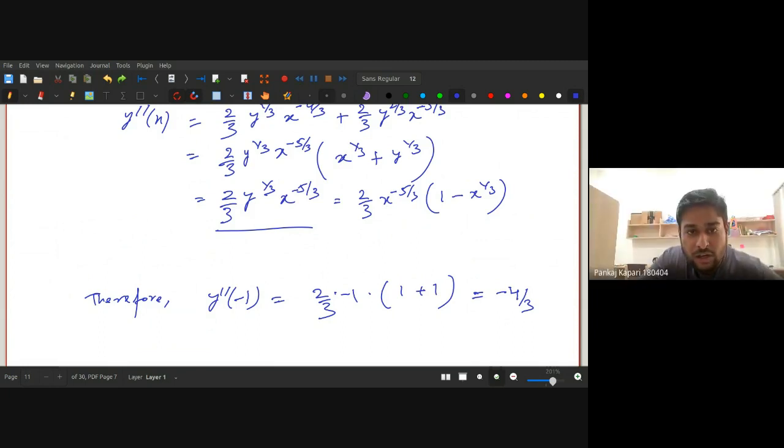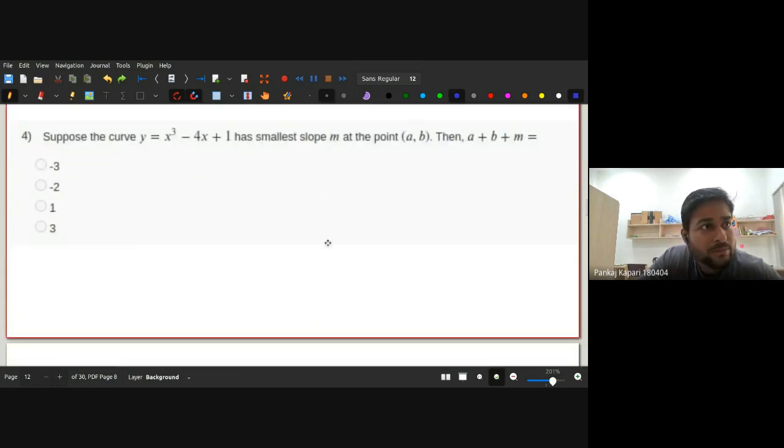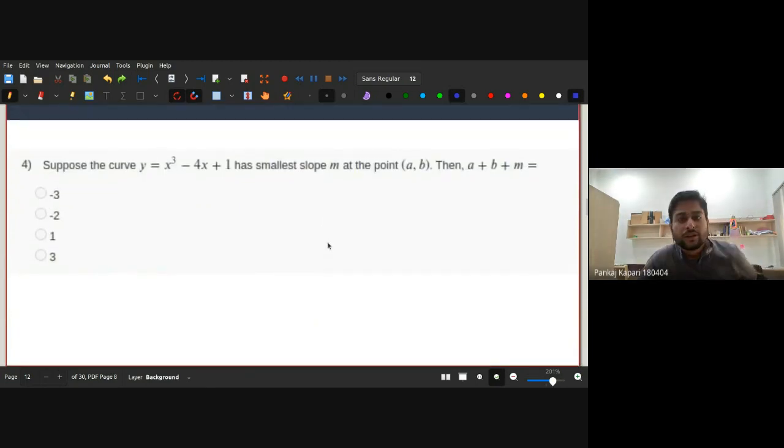Okay, so it's time to move to our next problem. In this fourth problem, a curve is given with the following equation: y is equal to x cube minus 4x plus 1, and this has smallest slope, and the slope is m at this point a comma b, and we have to find this sum a plus b plus m. So here we have to find the smallest slope at the point a comma b, and the a and b that we have to find.